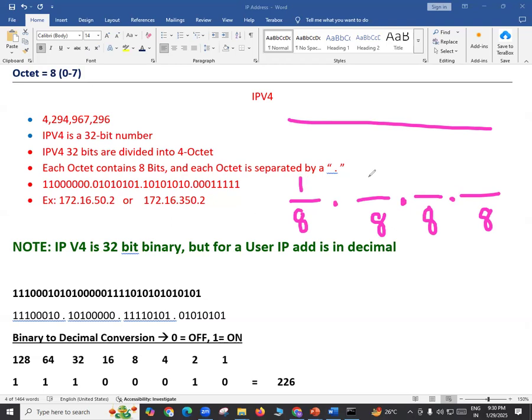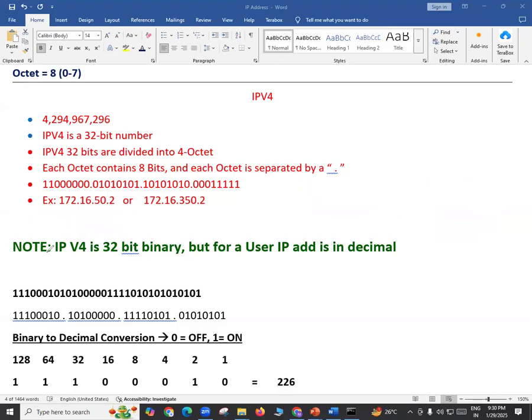So this is your first octet, this is your second octet, this is your third octet, and this is your fourth octet. This is the design of IP version 4. You can see here the number is 172.16.50.2. 172 is in the first octet, 16 is in the second octet, 50 is in the third octet, and 2 is in the fourth octet. So these are totally 4 octets. This is the design of your IP version 4. There are totally 32 bits, divided into 4 octets, and each octet is separated by a dot.